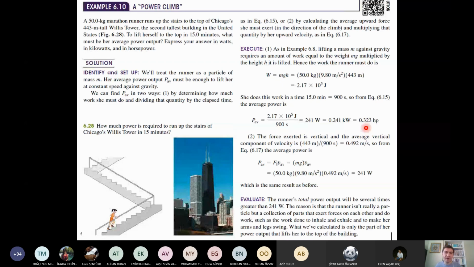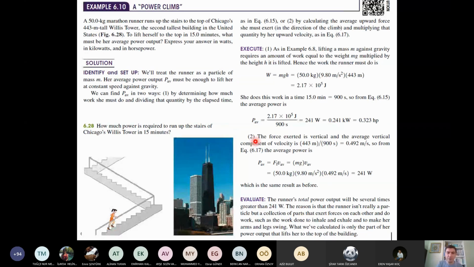So what do you see? The average power of this runner is more or less 3 times smaller than a single horsepower. Okay, this was one solution. This is solution one. We have found the result in watts, kilowatts, and also horsepower. But I can also solve this question by using another expression of the average power.